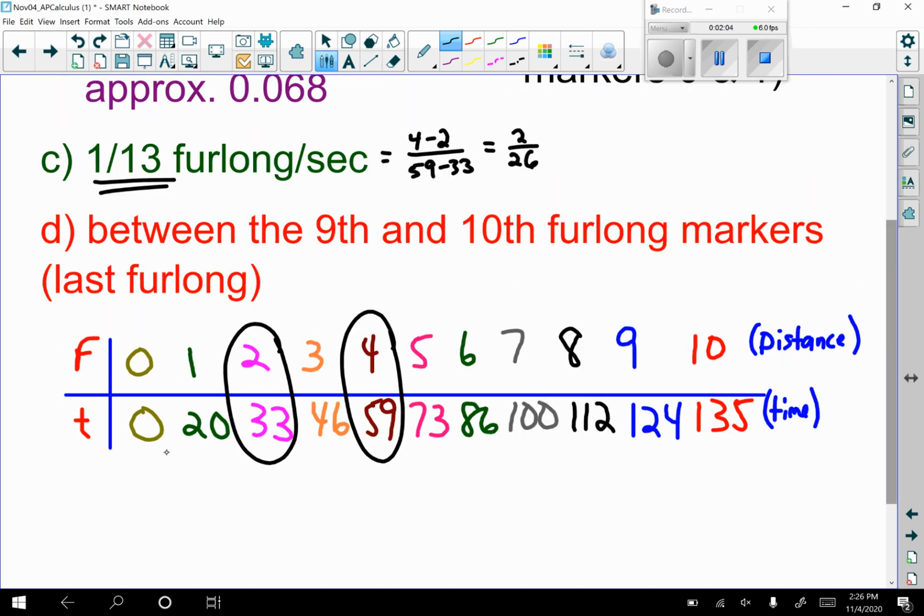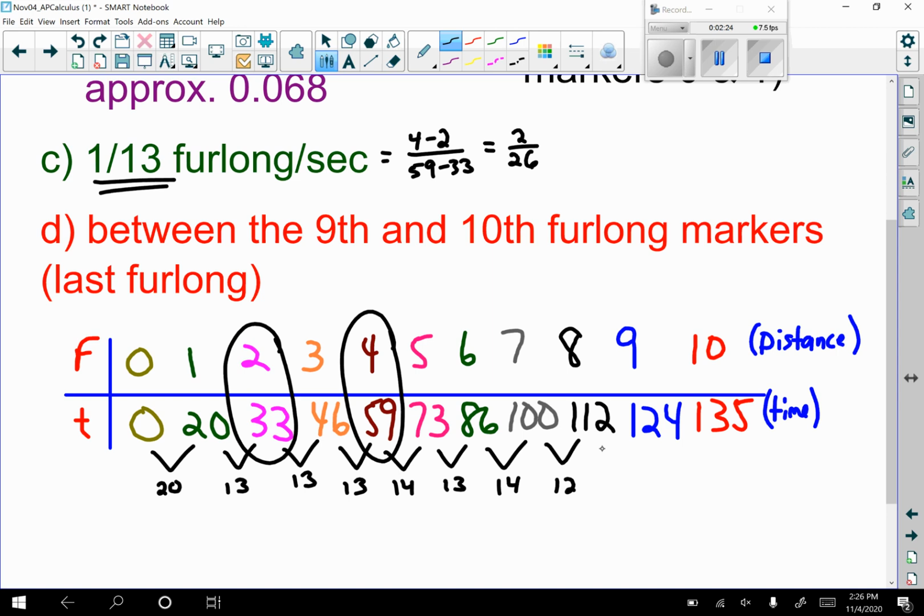So all we have to do is find the fastest time between furlongs here. To go from the start to the first furlong, that was 20 seconds. Here we have 13, another 13, another 13. Here we actually go up to 14, another 13, 14, 12. Another 12, but then an 11. So because 11 is the shortest time, it's between the 9th and the 10th furlong markers.